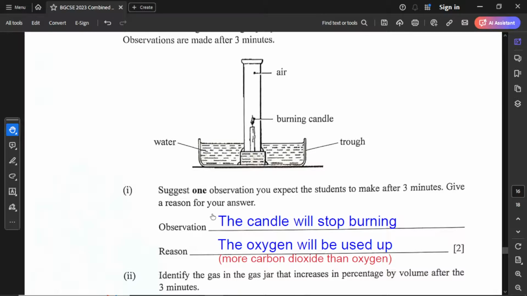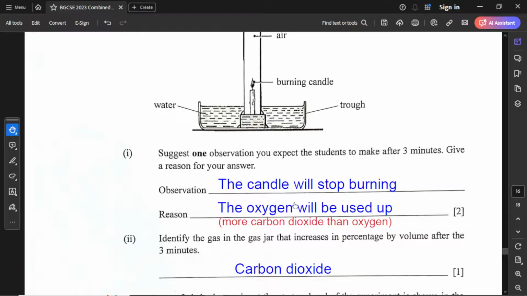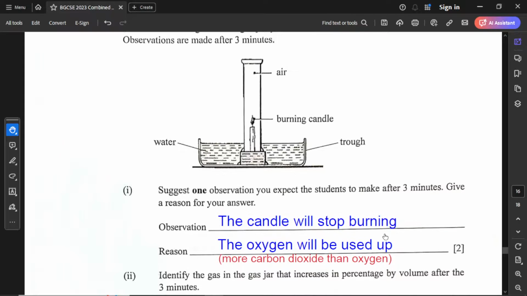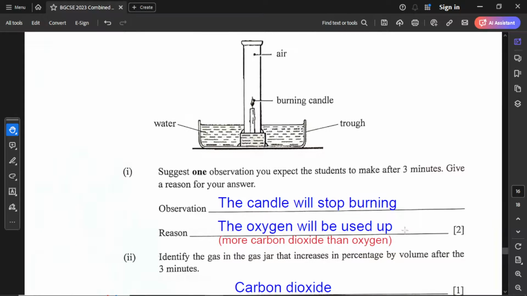And a logical observation that you're going to see right here is that the candle will stop burning. And the reason for that is because oxygen in the air will be used up. And again, because of the burning, you will have more carbon dioxide compared to oxygen. So the ratio of carbon dioxide will be much higher than oxygen. And remember, oxygen supports combustion and carbon dioxide will suppress or extinguish combustion.